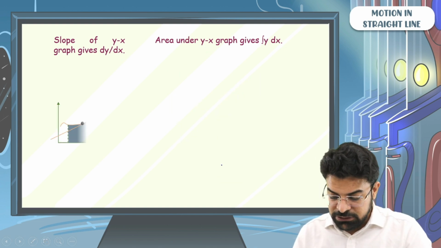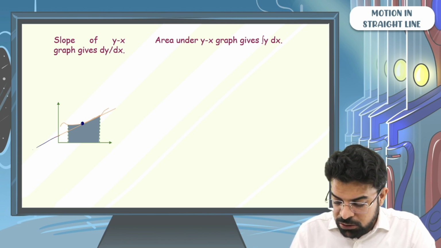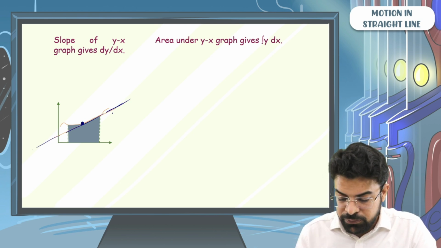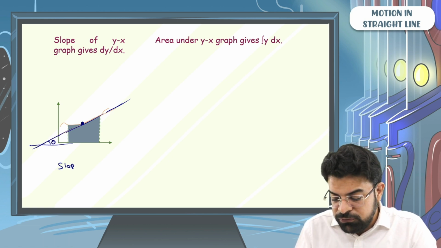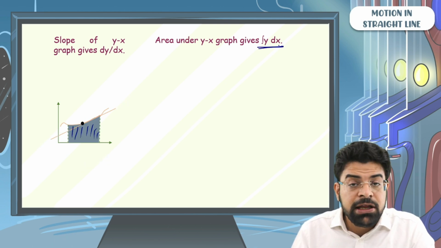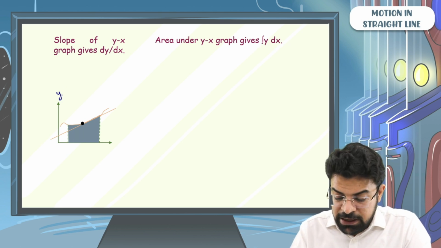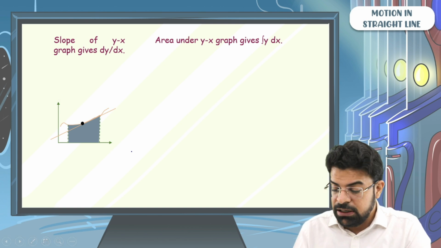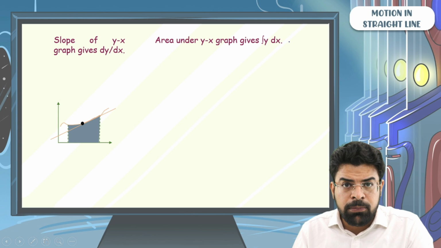So let's visualize the graph. At a point on the graph, we have drawn a tangent. Now this tangent, if it makes an angle theta, then the slope of the graph is tan theta. And this shaded area represents integral y dx. So the slope of the y-x graph gives us dy by dx, and the area under the y-x graph gives us integral y dx. Now let's talk about three important graphs.